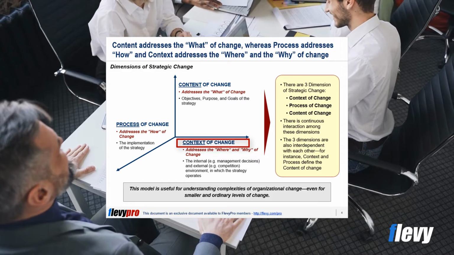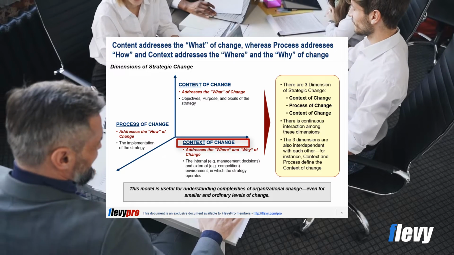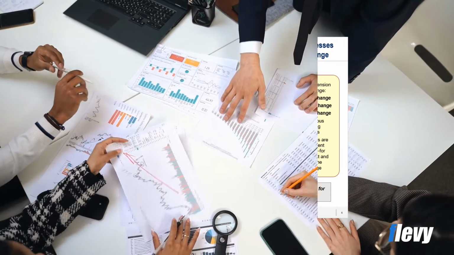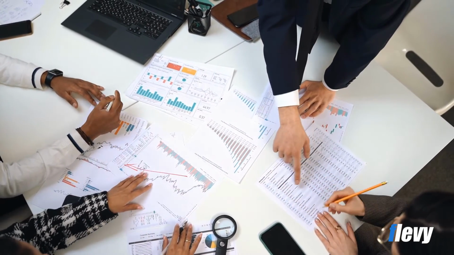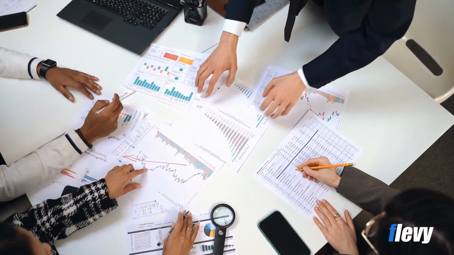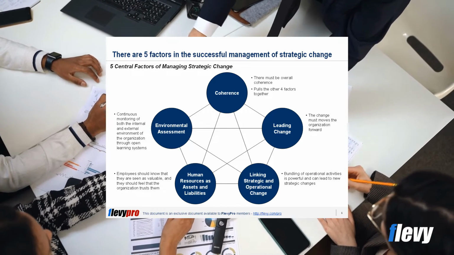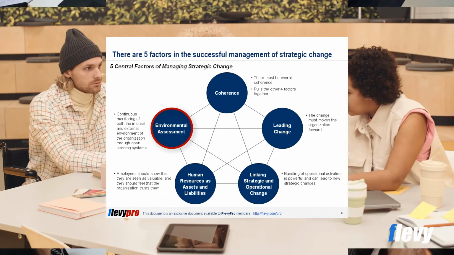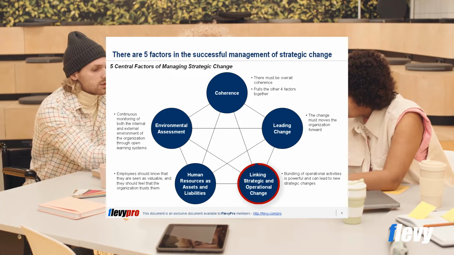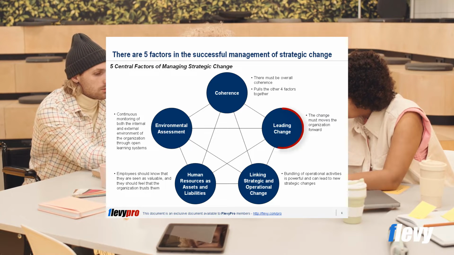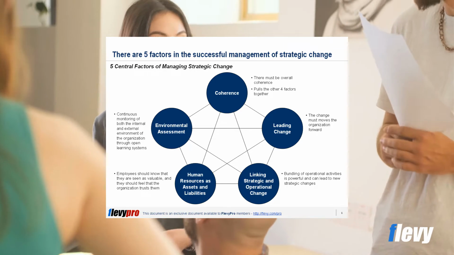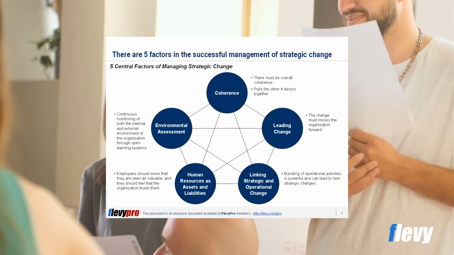This dimensions of strategic change framework is useful for understanding complexities of organizational change, even for smaller and ordinary levels of change. Also, as identified in this model, there are 5 central interrelated factors that allow for successfully managing strategic change, as we can see depicted on the PowerPoint slide. 1. Environment assessment. 2. Human resources as assets and liabilities. 3. Linking strategic and operational change. 4. Leading change. And finally, coherence. These 5 factors were determined based on substantial empirical research.